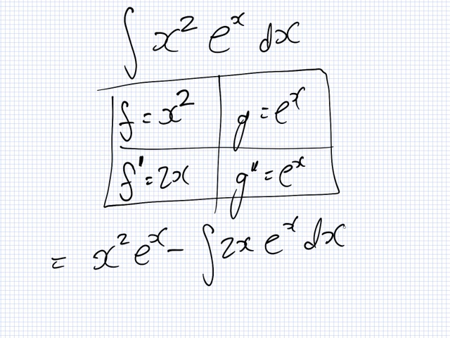Now what's happened here? Is it easy to do or not? What do you think? Well, this integration is still a product, isn't it? But what's the big difference between this new integration problem and the original integration problem? What's different? Is it the same problem?